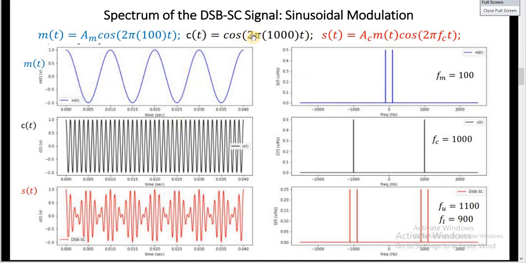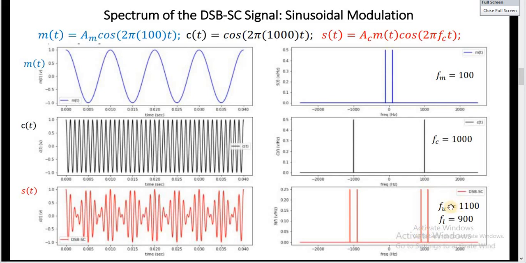As for the carrier, cosine 2 pi 1000t, this is the carrier in the time domain. In the frequency domain, the carrier consists of two impulses, one impulse at 1000 Hertz, another impulse at -1000 Hertz. Now, S of t, which is the product of the message and the carrier, is plotted here in red. In the frequency domain, we have a component at 1100 Hertz and another component at 900 Hertz.